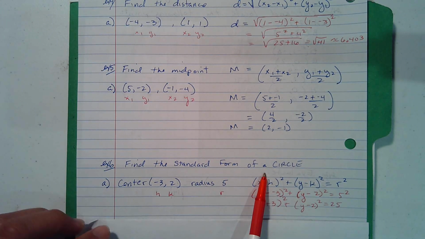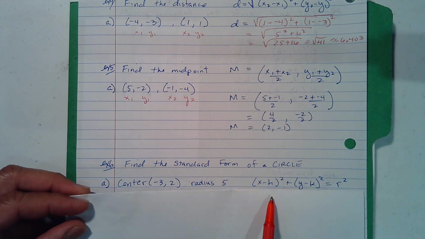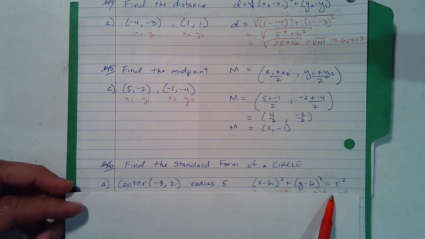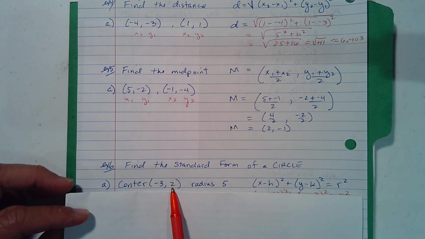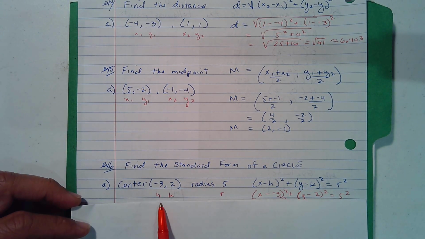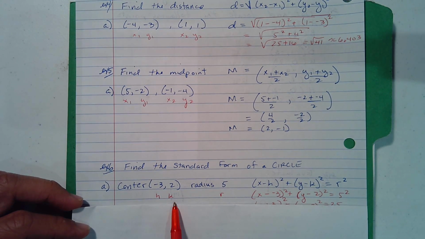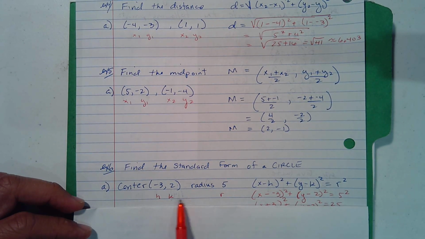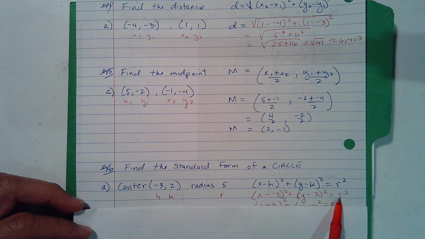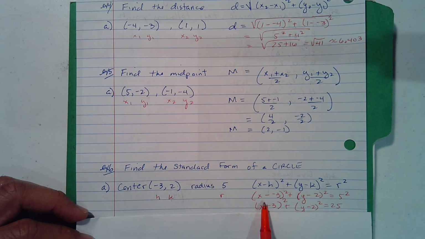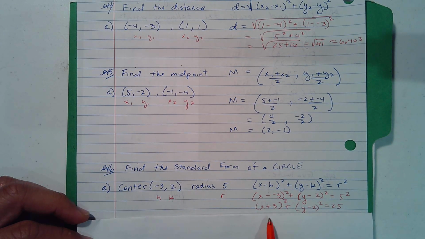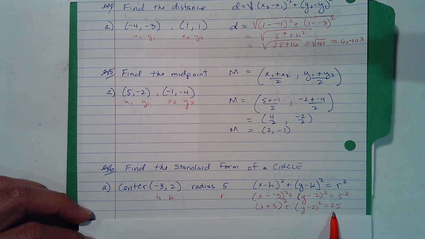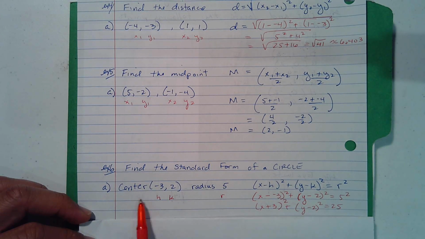Find the standard form of a circle. The standard form of a circle is the following. The quantity x minus h squared plus the quantity y minus k squared equals r squared. Here is the center. Here is the radius. (h, k) are the coordinates of the center. And the radius is 5. So we just substitute. h is -3, k is 2, and 5 is r. When we substitute, a negative times a negative is a positive. So the quantity x plus 3 squared plus the quantity y minus 2 squared equals 25. So here's your standard form of a circle given the conditions.